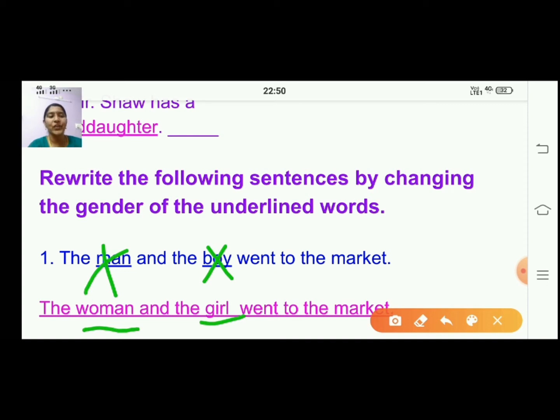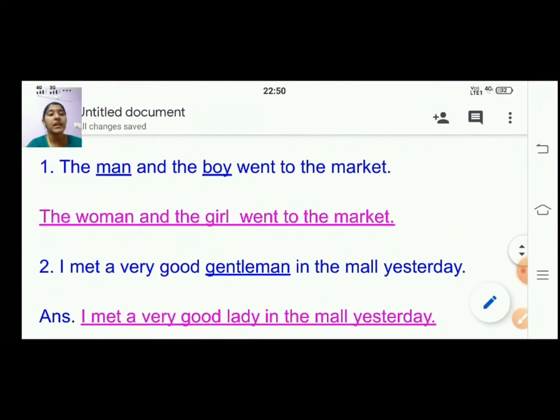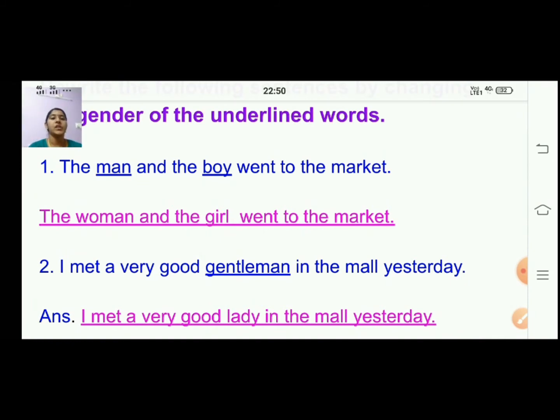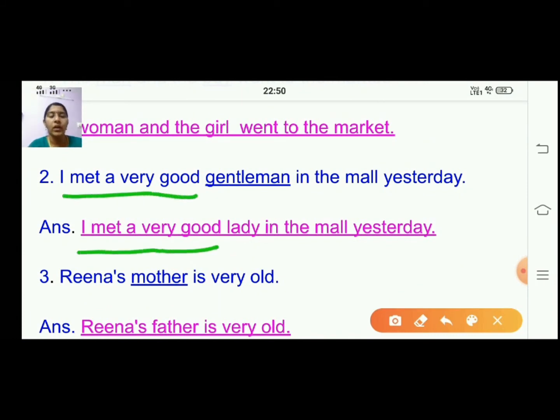Easy na children for you? Yes, I know you all will do it nicely. So now the second one, okay. I met a very good gentleman in the mall yesterday. So you are going to remove the underlined word, right? Gentleman you are going to remove. So what you will write? I met. Same thing you are going to write. I met very good. Instead of gentleman, you will write lady.